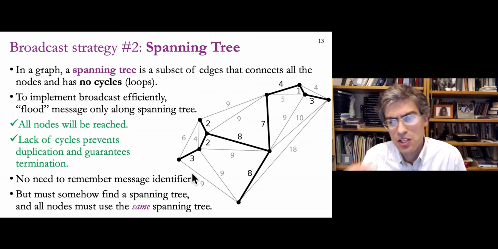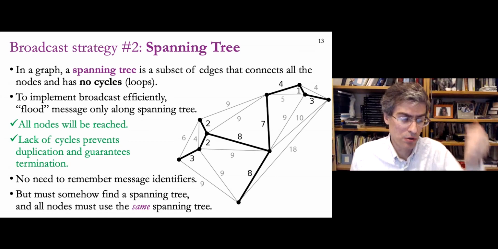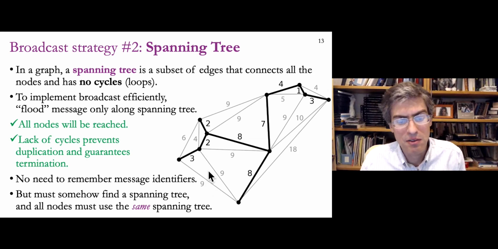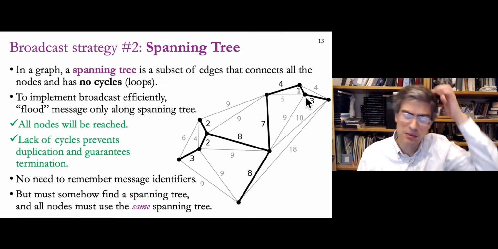But the trouble here, the reason why it's difficult to use this approach, is because somehow these nodes have to find a spanning tree. They have to know about the whole network, and they have to use the same spanning tree. So all these nodes have to agree ahead of time to the same spanning tree. If they're using a different one, then the message would perhaps not be delivered everywhere, or would go in a loop. Okay.